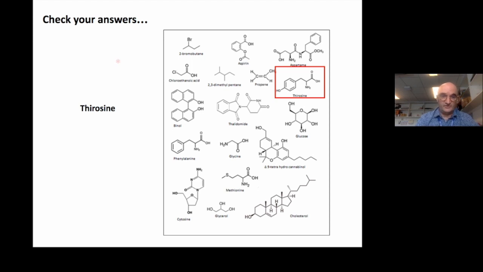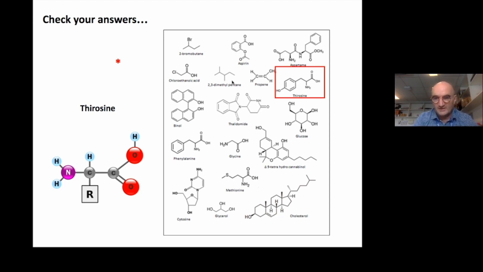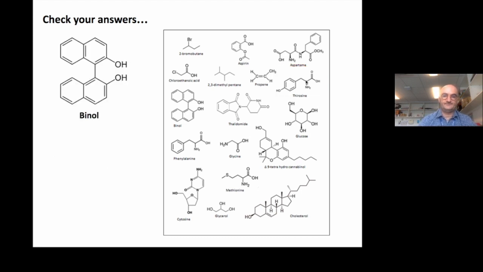Tyrosine, produced in the glands in your throat. Where's the molecule gone? There, okay. Where is it? It's going to be here, isn't it? Because the CH to NH2, carboxylic acid, all this gunk here in the phenyl ring with the hydroxyl group. So this here is the chiral carbon atom. Binol, what a beautiful, beautiful molecule. Double bonded everywhere, no chiral carbon atoms.